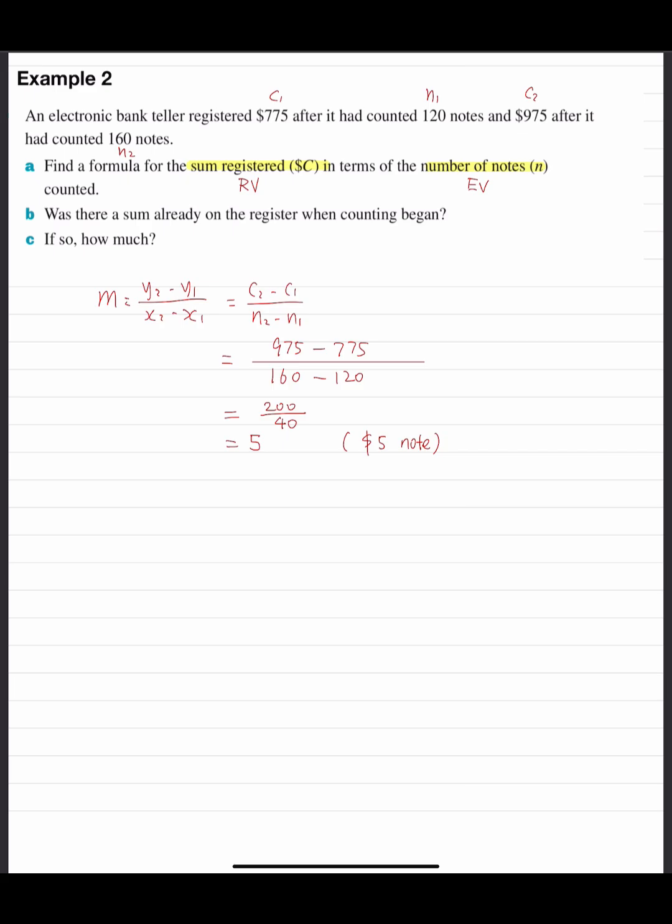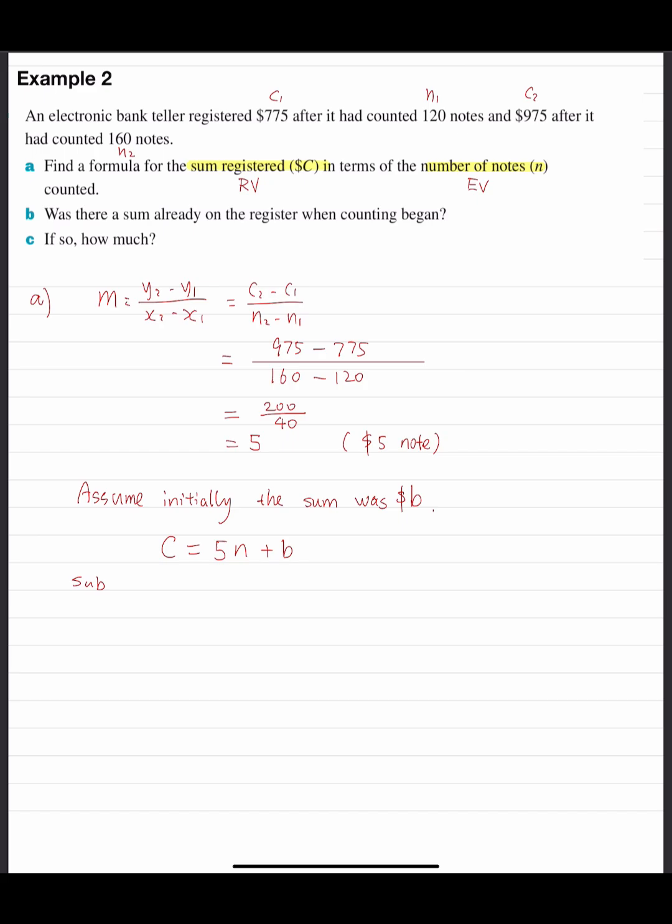We still need to find out the vertical intercept here. So what we're going to do is construct an equation. Here, assume initially the sum was, let's say, B. So the sum was B dollars. Now we can construct the equation. We can say C is equal to, we have the gradient already found out, 5N plus B.